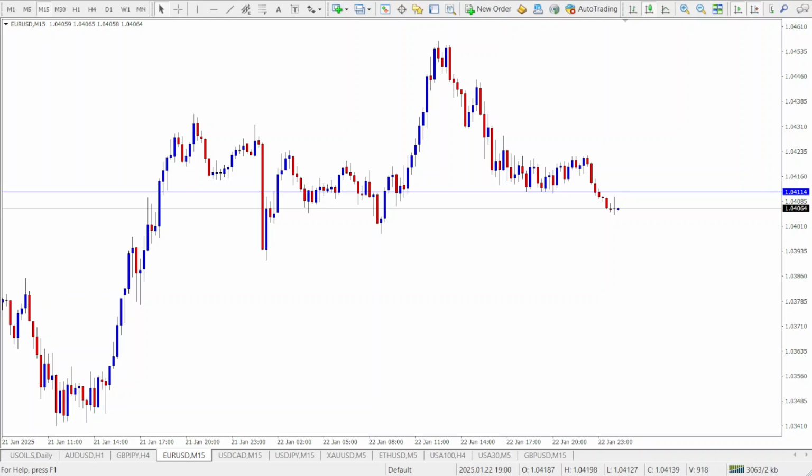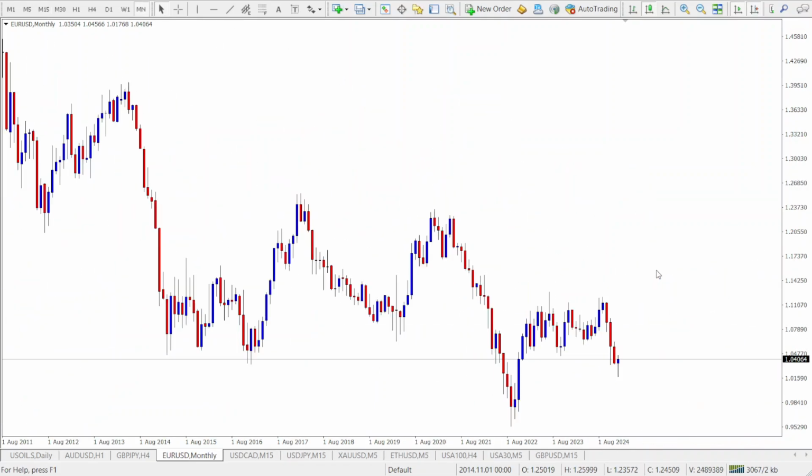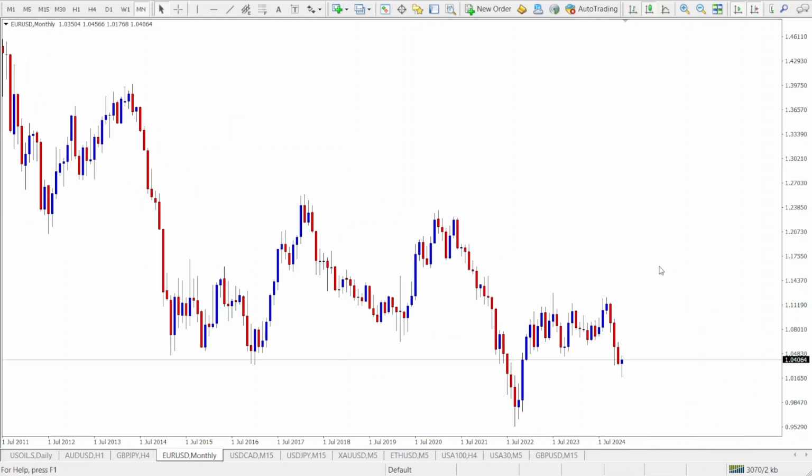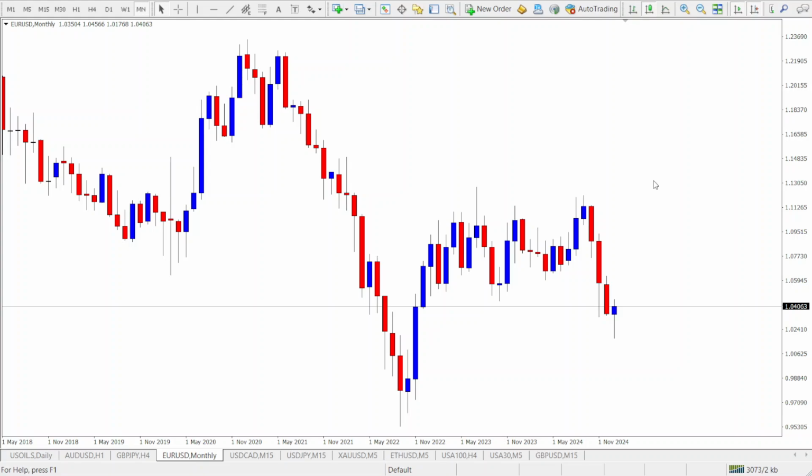Now, basically, the turn of the month trading strategy is all about timing your trades around the beginning and end of each month, where market dynamics shift due to institutional rebalancing, portfolio adjustments, and economic data releases. So, if you want to optimize your entries and exit points, then stick around as we break it all down.